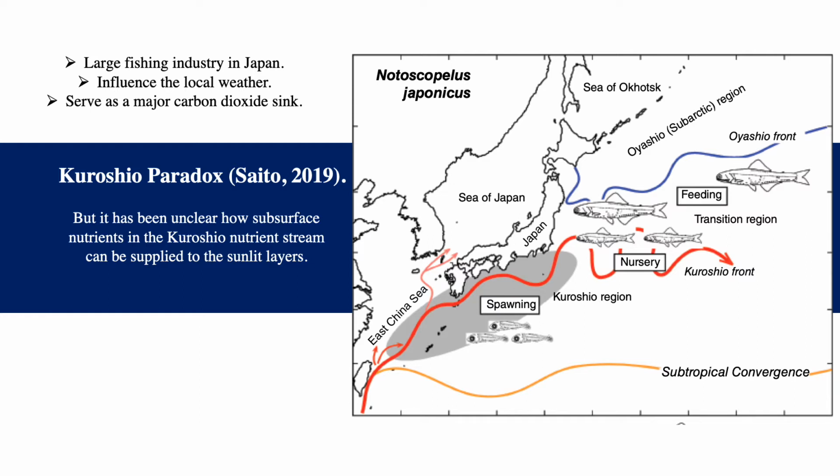Previous studies report that the Kuroshio carries a large amount of nutrients in dark subsurface layers. However, this abundance of nutrients along the stream is not available unless they are injected into the sunlit surface layers through a mechanism that is still unclear.